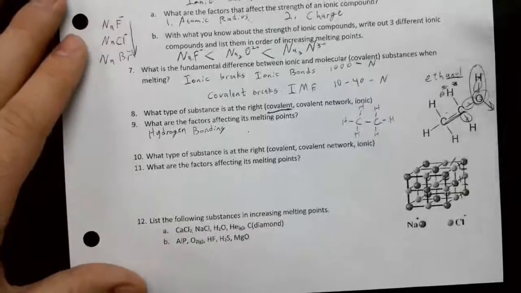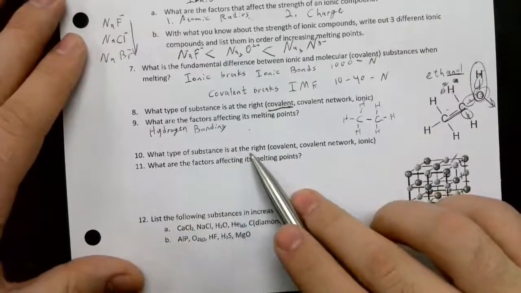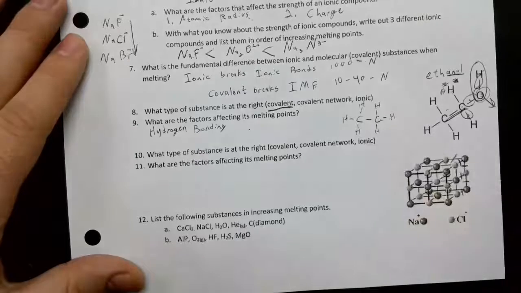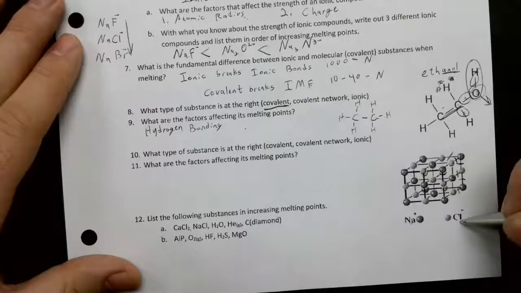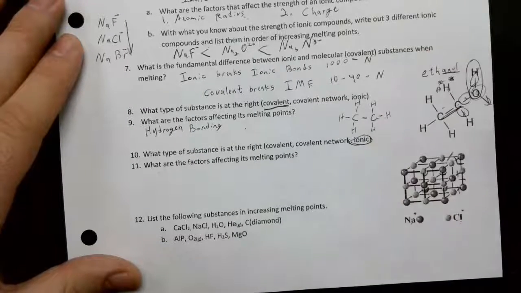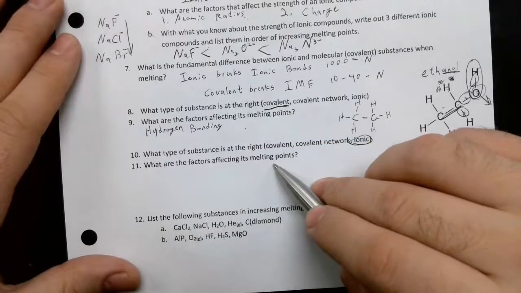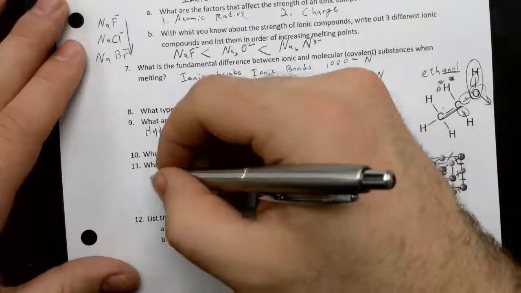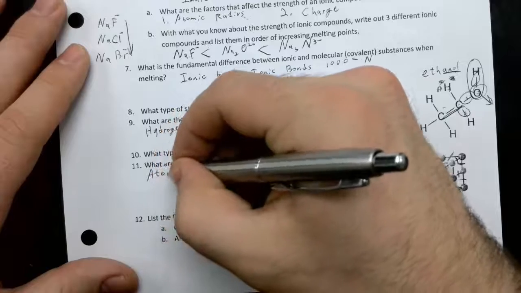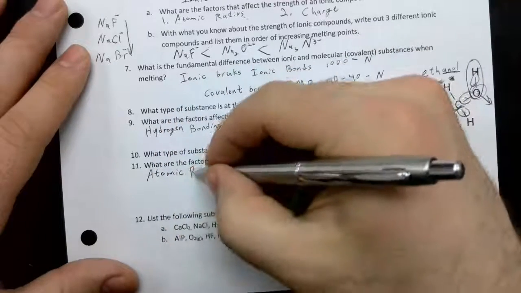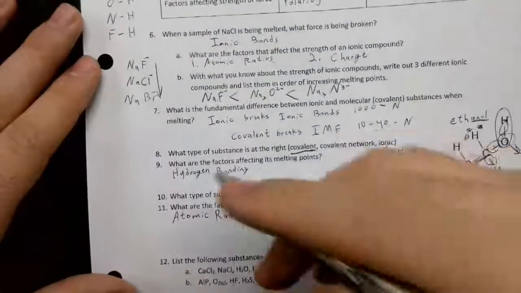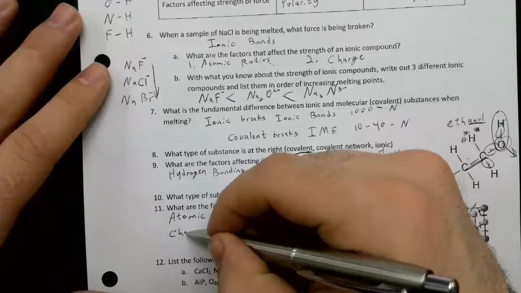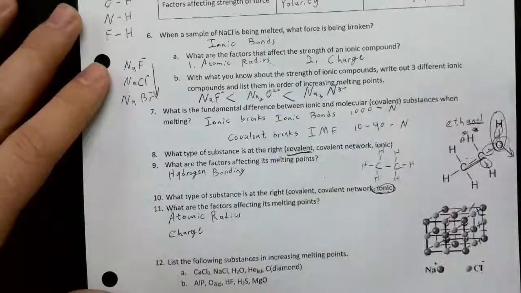All right. What type of substance is at the right? Covalent network, or ionic? Well, this is sodium chloride. This is going to be ionic. Of course, we should know that. NaCl. Great. What are the factors affecting its melting point? Well, the melting point in an ionic compound is going to be affected by the atomic radius, just like we looked at above. Right? Just like we looked at right here. It's going to be the atomic radius and the overall charge. Great. And then we're going to look at an example of that.